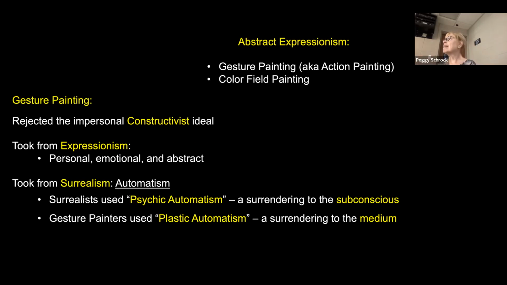What they take from expressionism is its personal nature, its emotional content, as you can imagine, and of course its abstract qualities. They did take from surrealism, but they took automatism, as I mentioned before. Not psychic automatism, but plastic automatism. You can see where this is coming right out of Hans Hofmann. He is the biggest influence on the gesture painters.